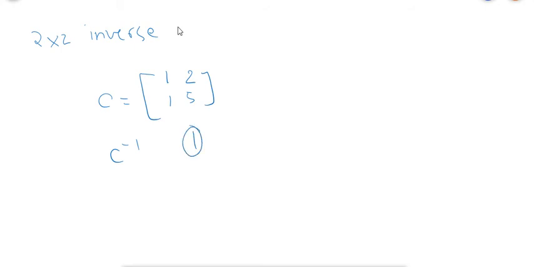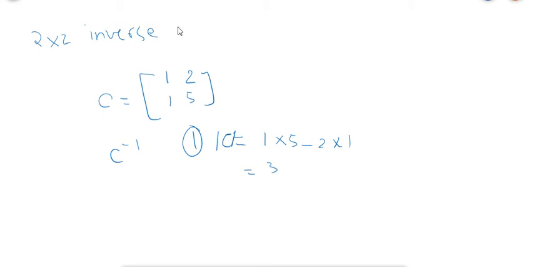First, as I told you, to find the inverse we have to check the determinant of C. If the determinant of C is 0, that means there will be no inverse. So 1 times 5 minus 2 times 1 is equal to 3. So there is an inverse.